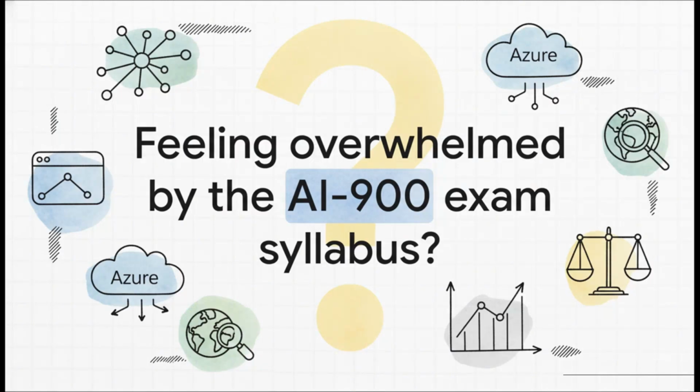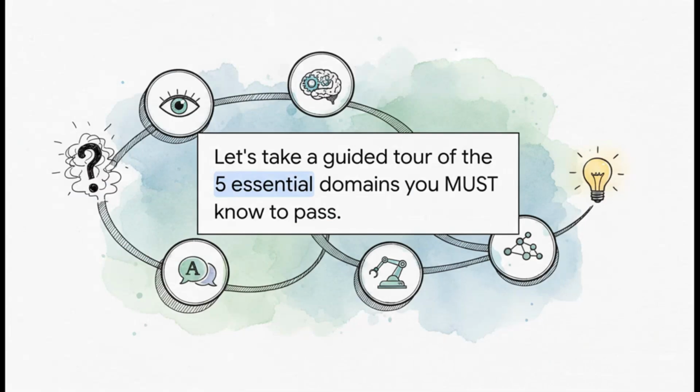So, if you've taken a look at the official study guide, the syllabus, and you're feeling a little bit overwhelmed, trust me, you are not alone. It covers a ton of ground, right from machine learning concepts to all the different Azure services. It can definitely feel like you're trying to climb a mountain. But hey, don't worry, that's exactly why we're here. We are going to cut through all the noise and just break it down.